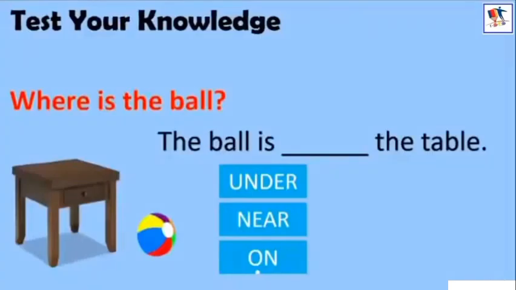Next one. Where is the ball? The ball is dash the table. Under, near, on. Yes, the right answer is near. The ball is near the table.